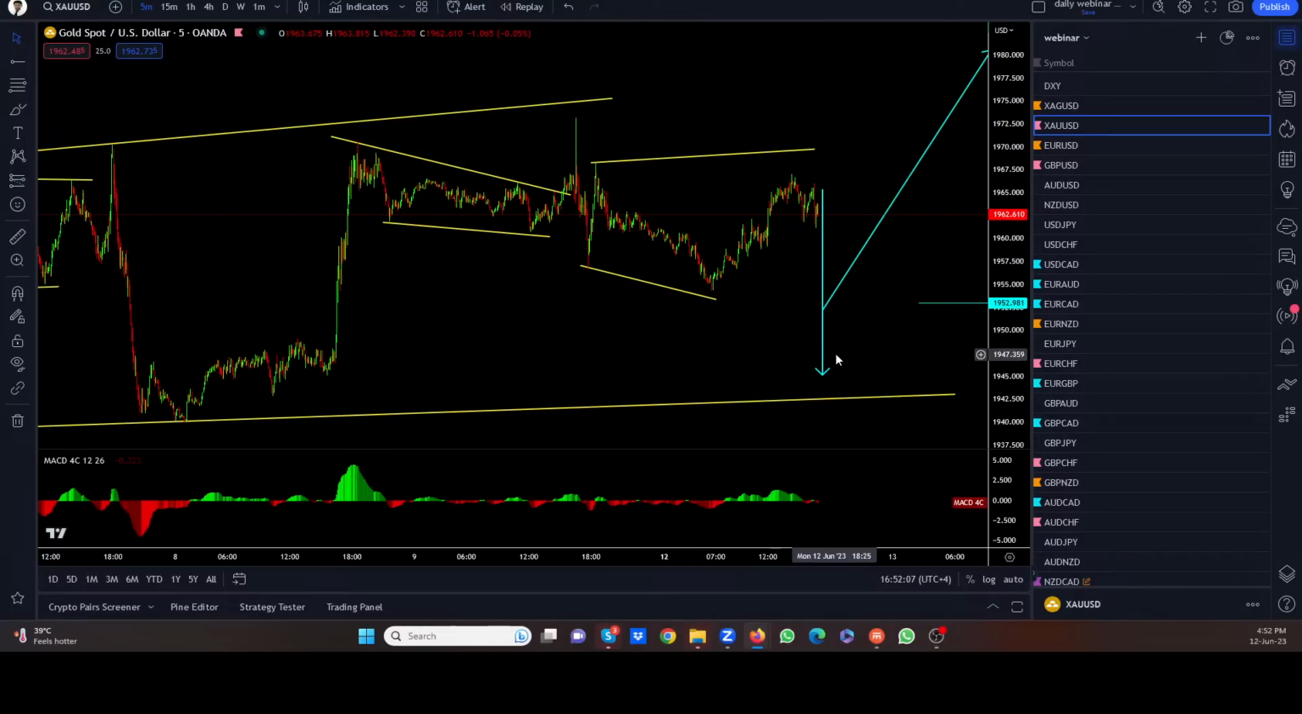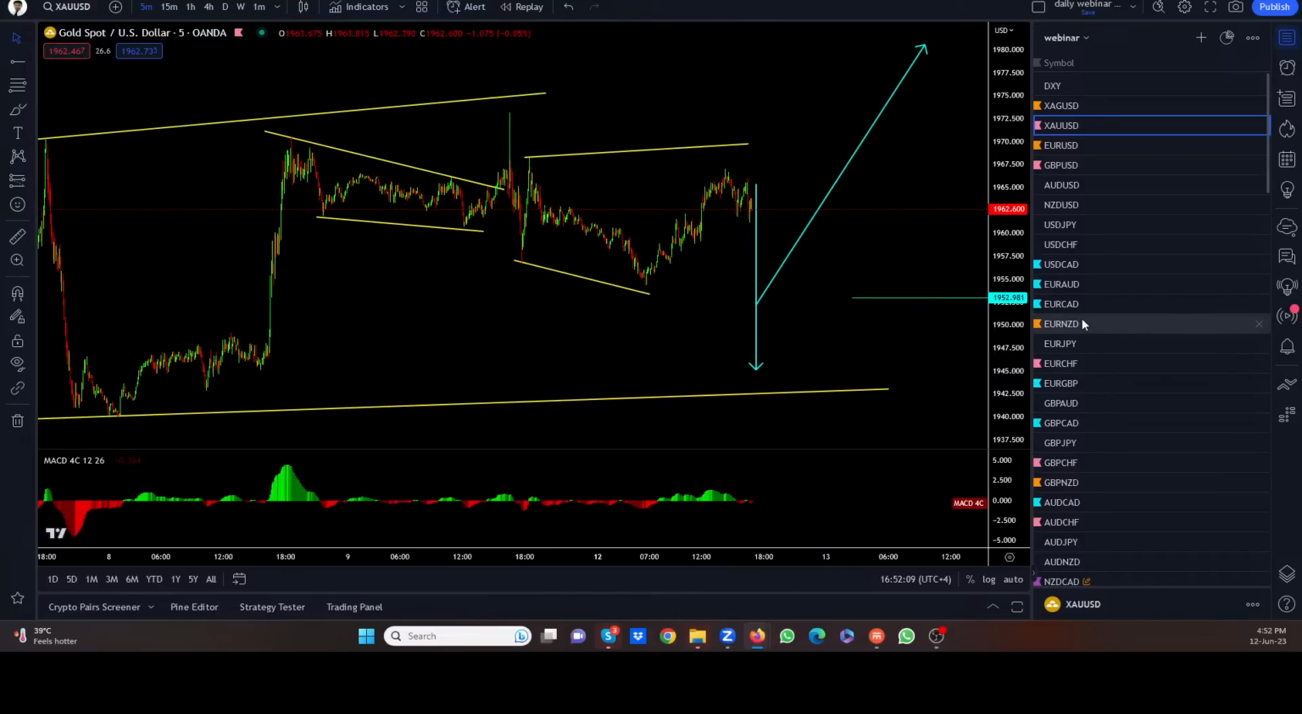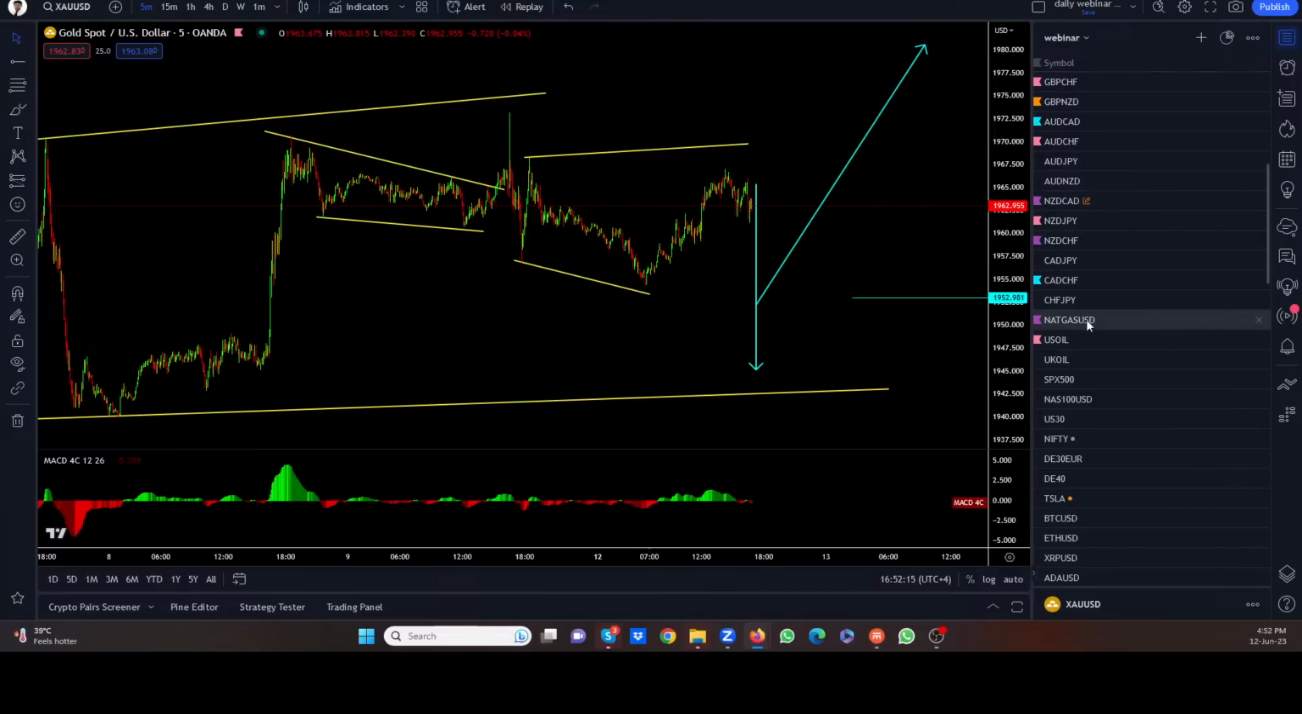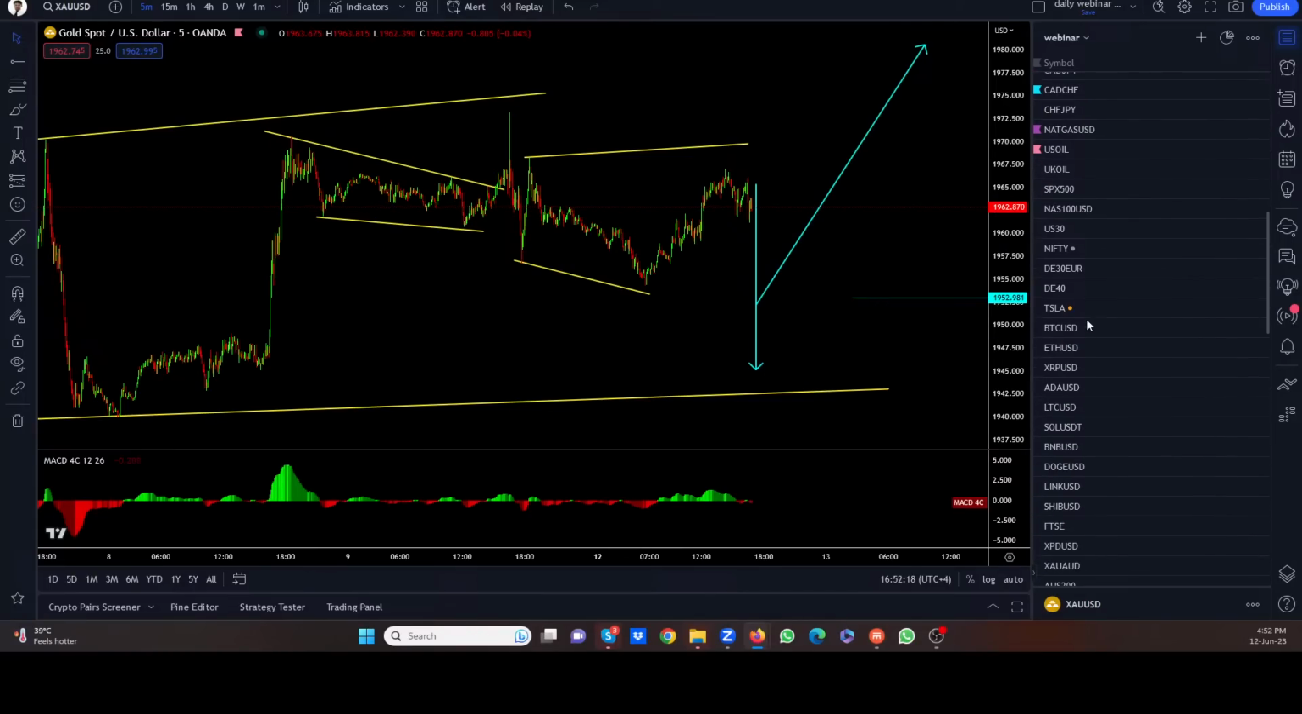Because we're expecting the move down before they go. I just don't see a flag, it's just a pullback. And sometimes they make a pullback and they go. So you have to work with that.